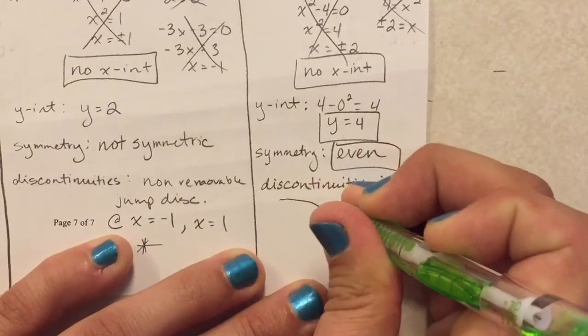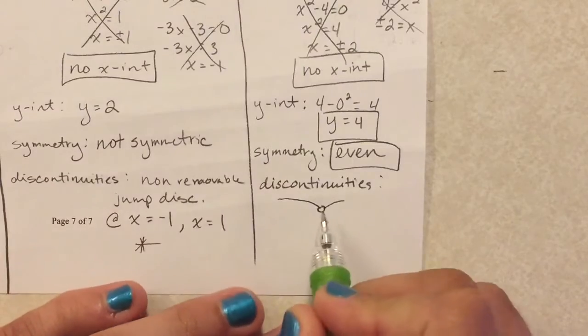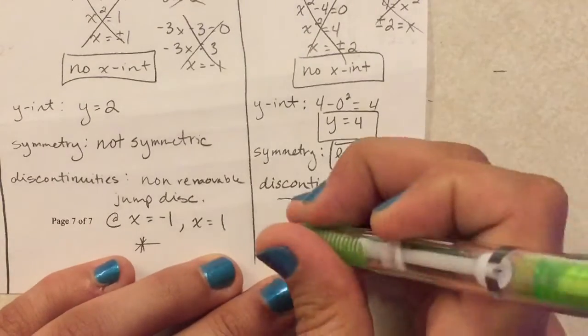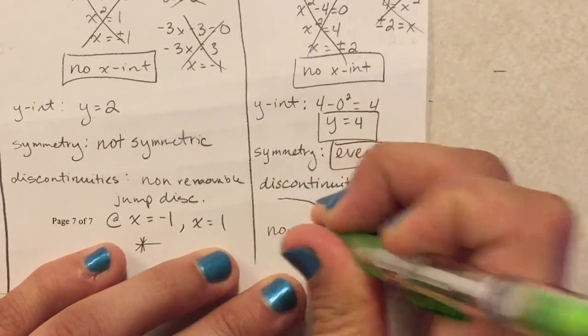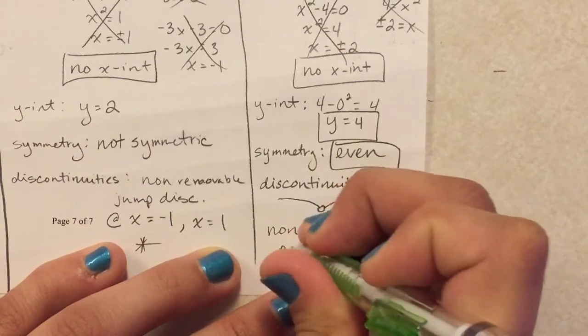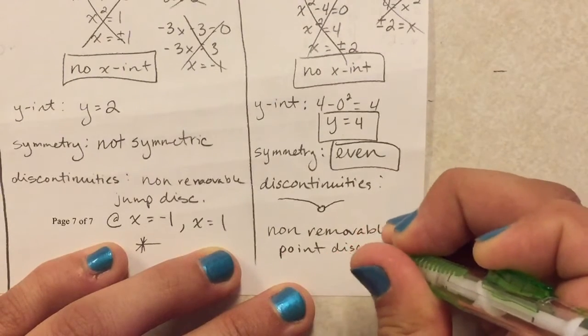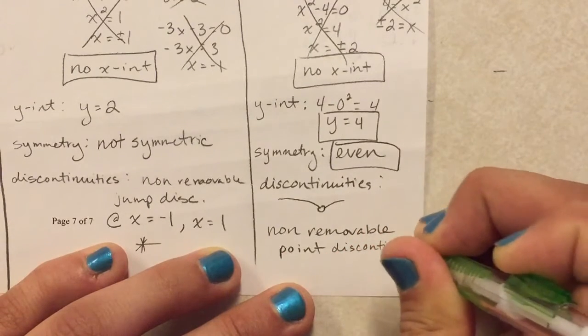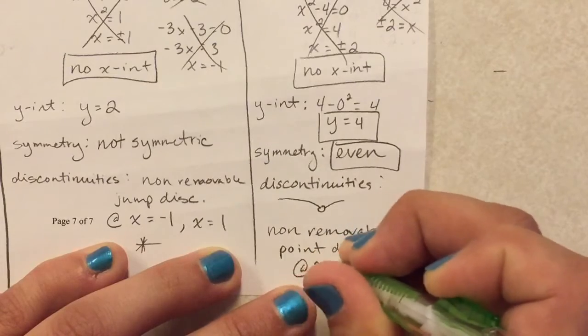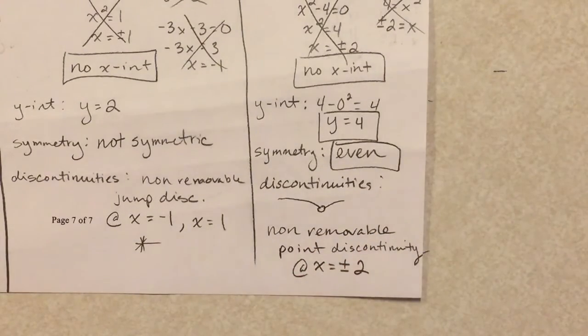They're going to meet up, but then there's a hole. So they're going to meet up like that. So this discontinuity is a point discontinuity. So it is a non-removable point discontinuity, like we talked about in the last section, at x equals plus or minus 2. The same thing is going to happen, okay? So then the last thing that we have to do is graph this thing.